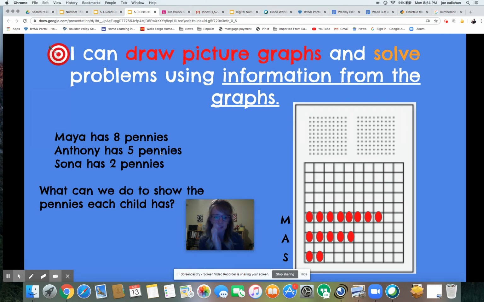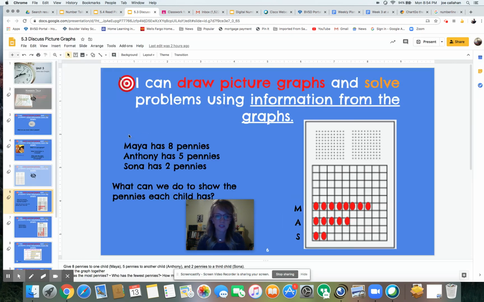So now what else do we need? What are we missing here? We learned that it needs a title. So let's go ahead and add a title.